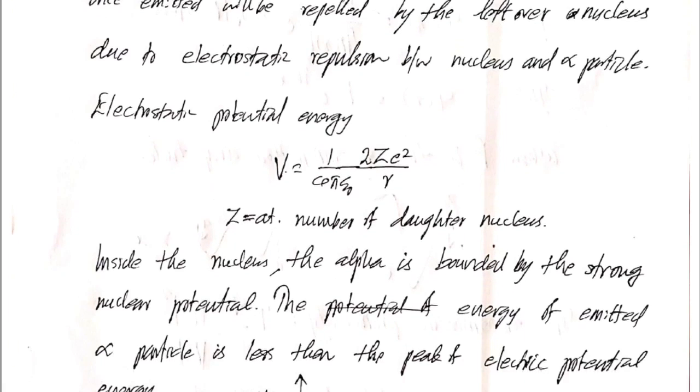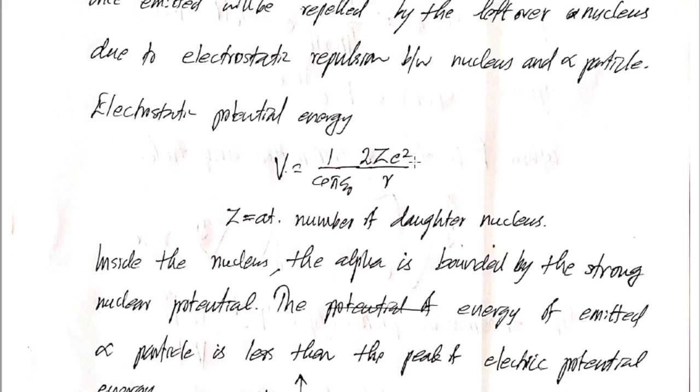So outside the nucleus, the alpha particle feels an electrostatic potential energy of repulsion between the nucleus and the alpha particle, which is given by V equal to 1 by 4 pi epsilon 0 into 2 Z E square by R, where 2E is the charge of the alpha particle and ZE is the charge of the remaining nucleus. Remaining nucleus means the daughter nucleus. So here Z is the atomic number of daughter nucleus.